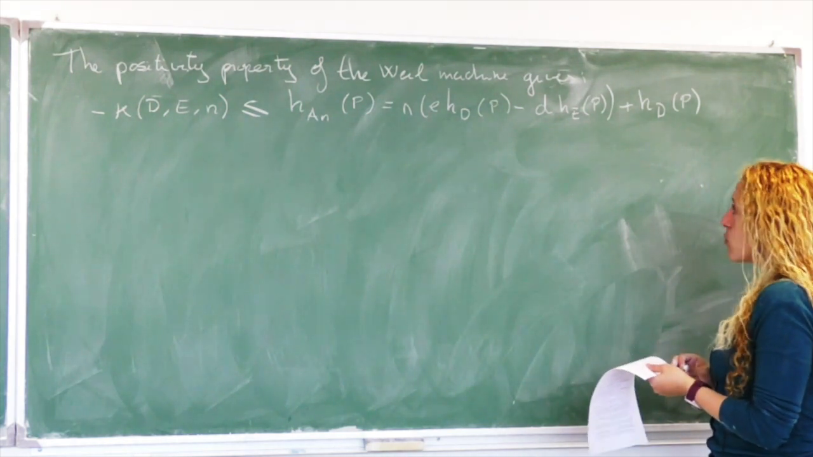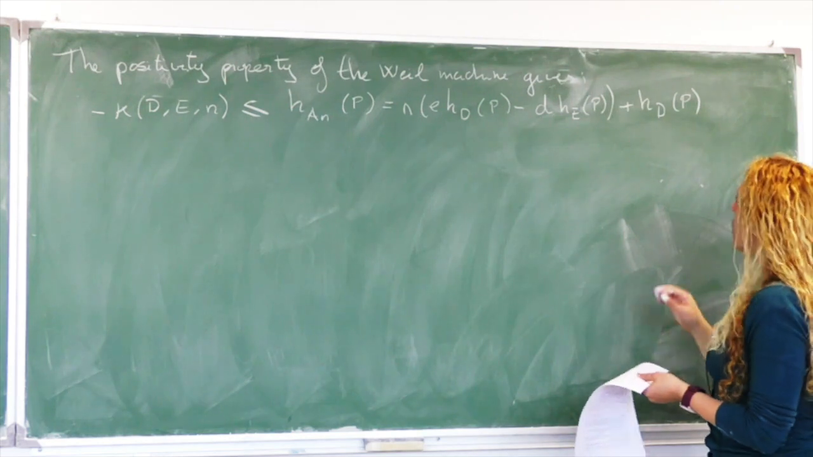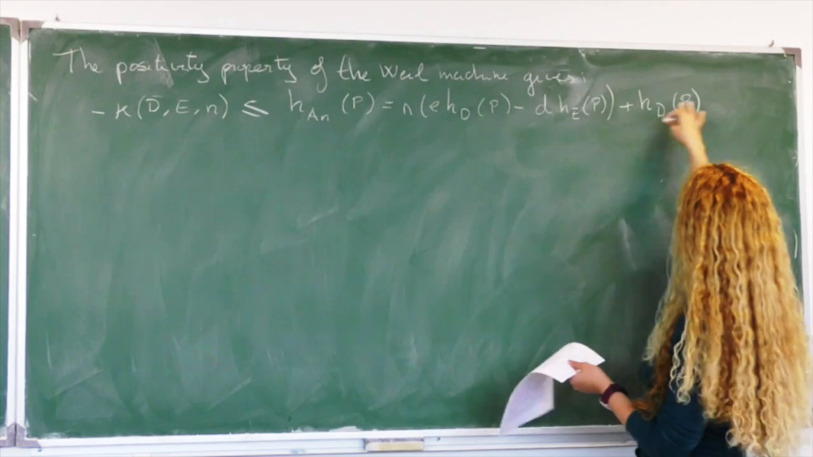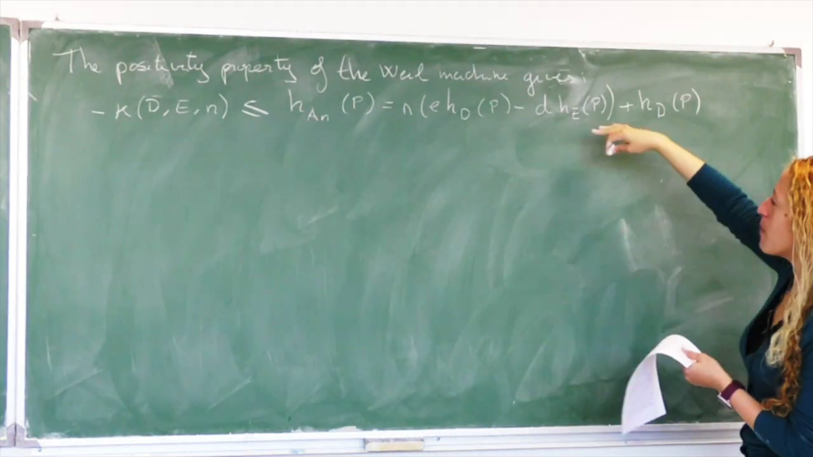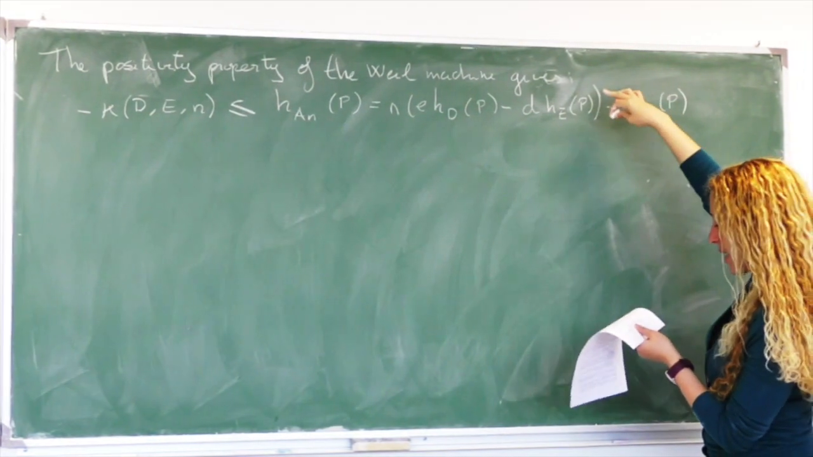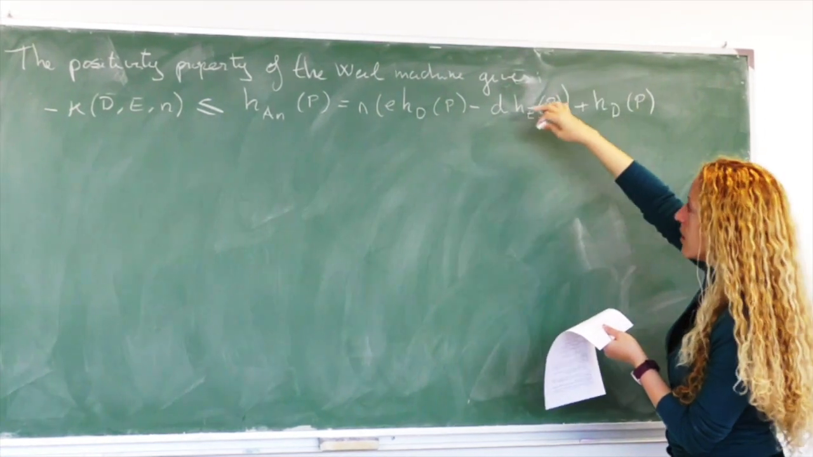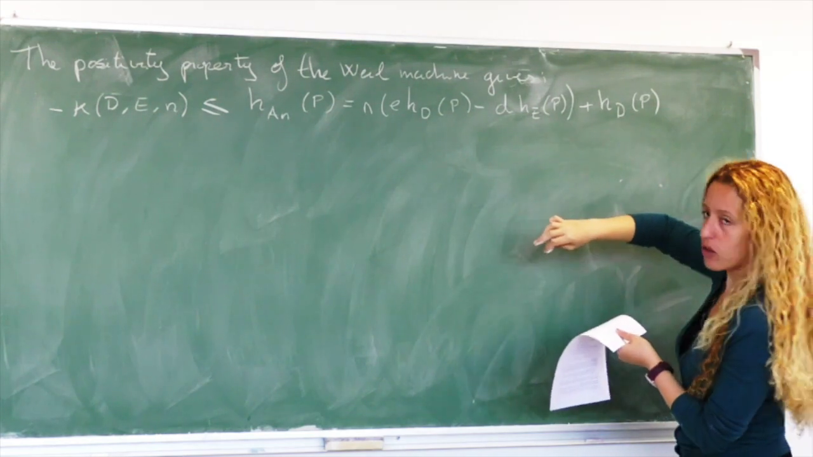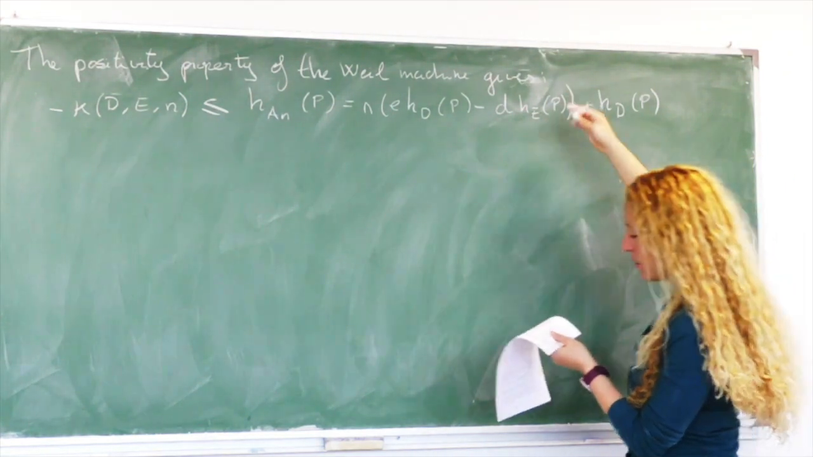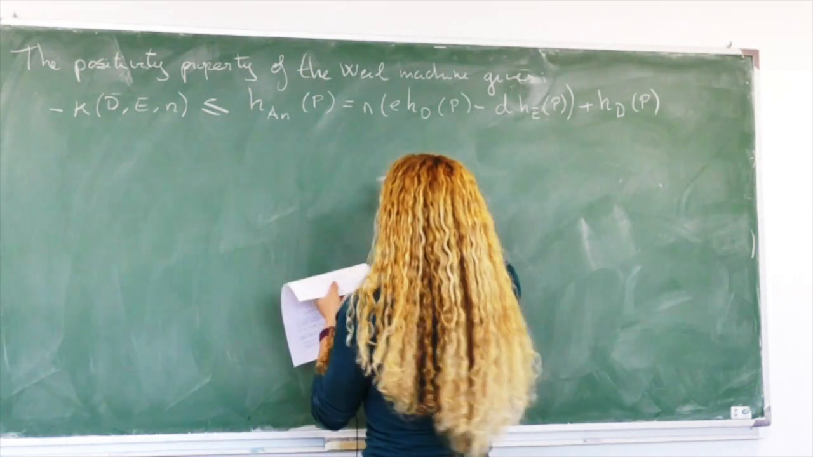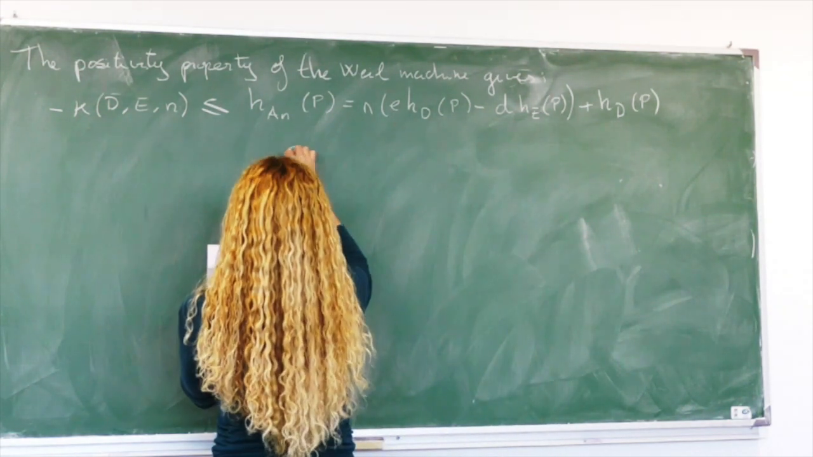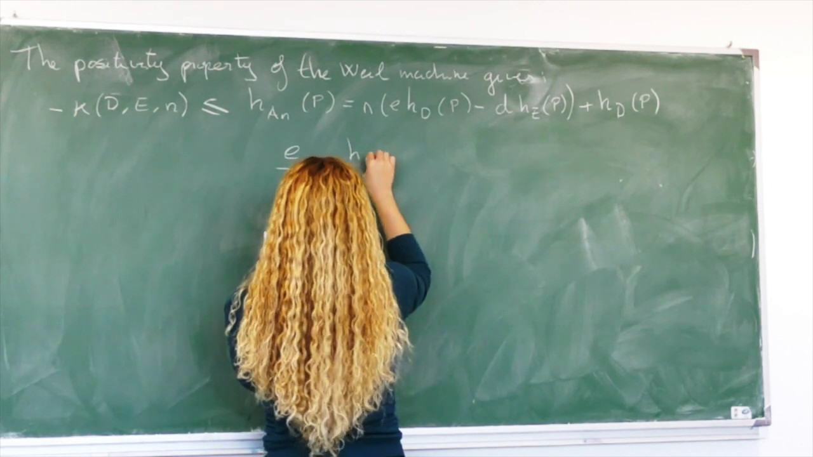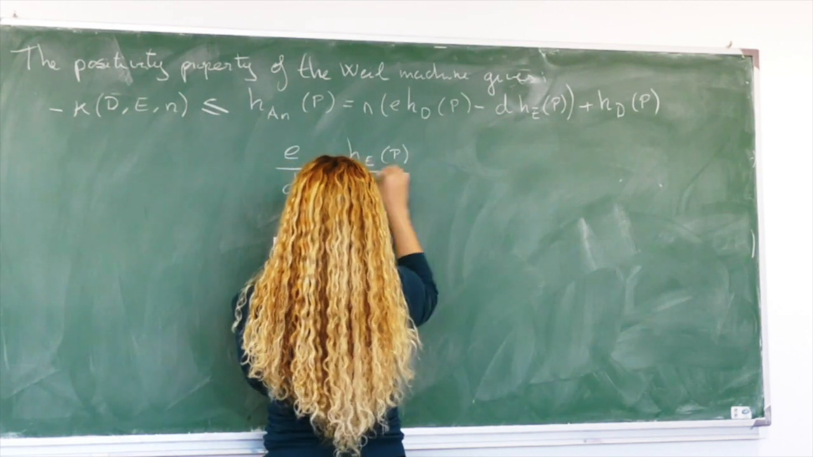So what I'm going to do is to rewrite it in a different way. I have this constant less or equal than this huge expression. So I'm going to divide all this expression by n times h_D(P). Okay? So I'm going to do this division and you will see that it's true. And I'm going to put things in a different order. So we get this. So I write it and then I explain.